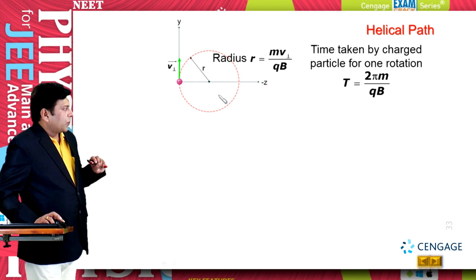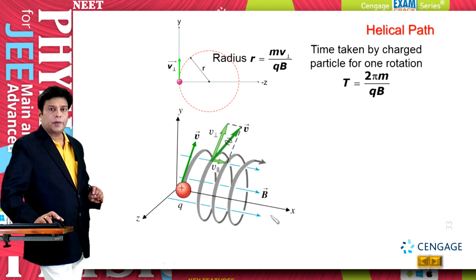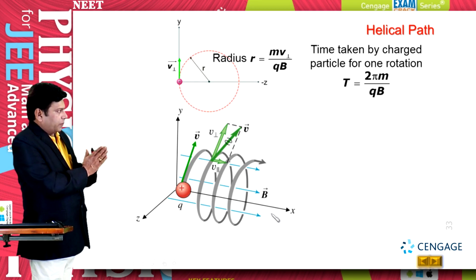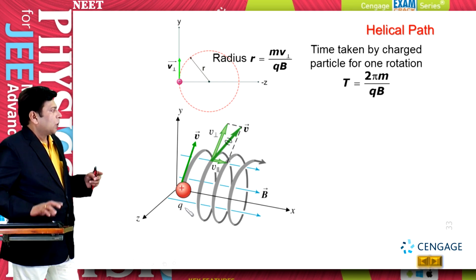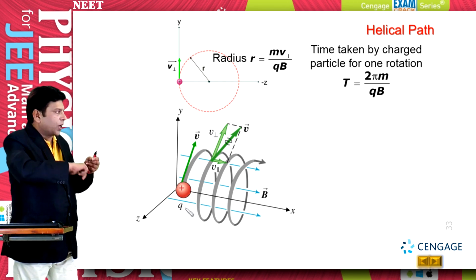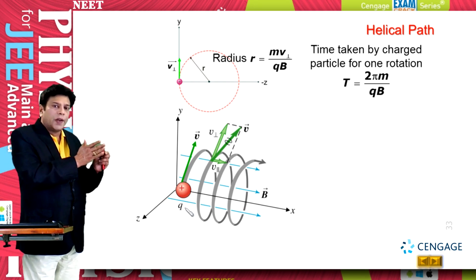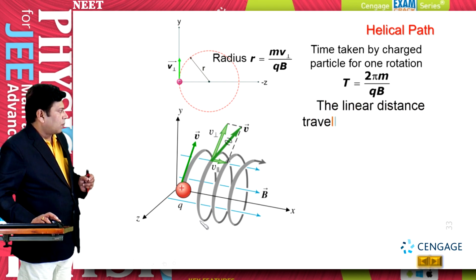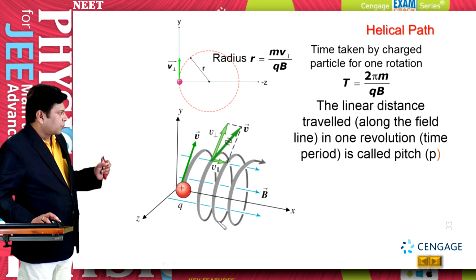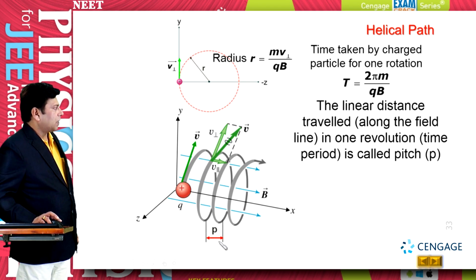Now we know this charged particle is moving in the helical path like this. You can observe this component, v parallel, remains constant. While the charged particle completes one rotation, during that time it also moves along the x-axis, or you can say in the direction of the magnetic field. The distance traveled by the charged particle during one rotation, say from this position to this position, is called the pitch of the helical path. So this is the pitch of the helical path.